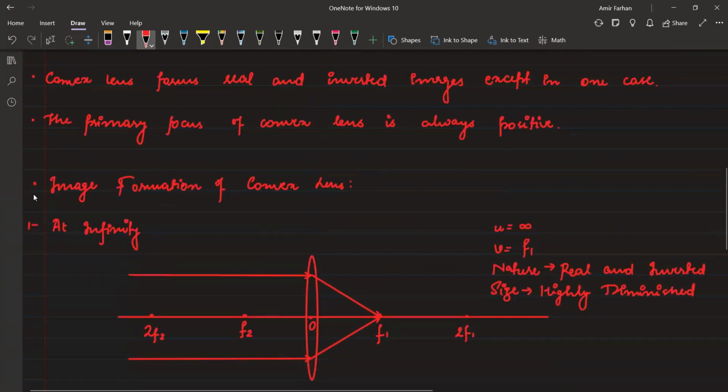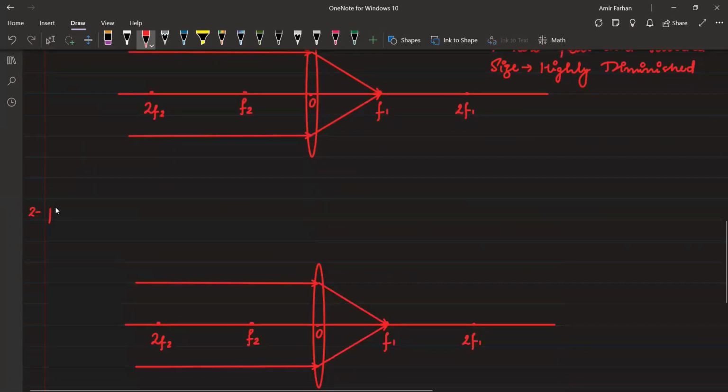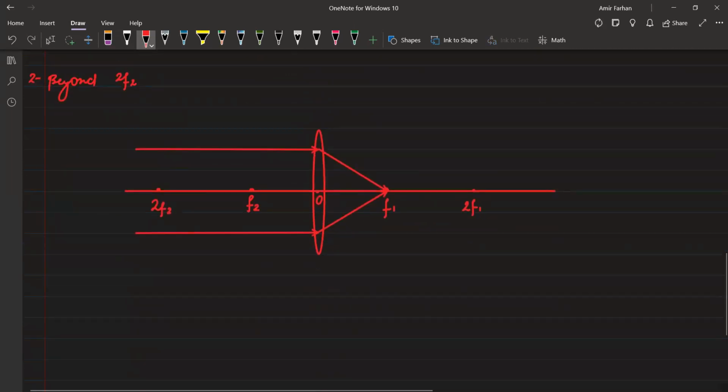And this is the first case. So the second case is beyond 2F2. Okay, so I'm erasing this. Your object is somewhere here.